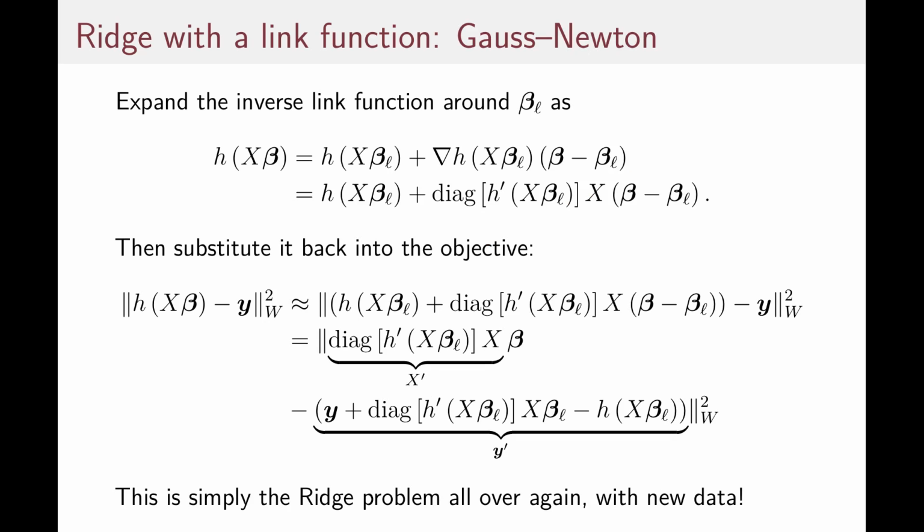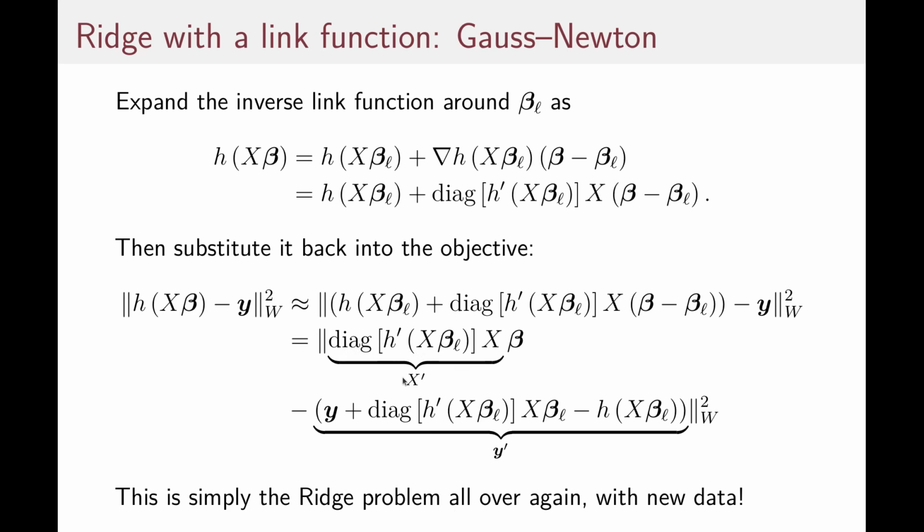So here's the simplest one. You take your simplest approach. You take your function h and you expand it around some point beta L, which is the current estimate. Maybe you just start at beta L equals 0. You get this linear approximation, a first order Taylor, and then you plug that back into the objective. So you take this h function here and replace it with this thing, and then you collect terms, and what you will see is that you end up with a ridge problem.